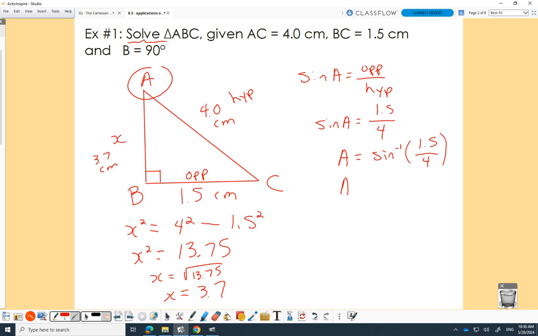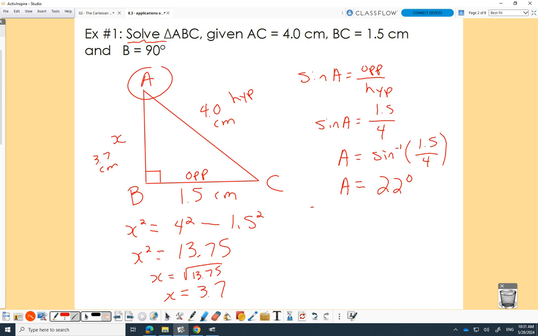So that means you hit second function sine. You've got to hit the shift key on your calculator. Can you do it? Go shift sine, and then in the brackets 1.5 over 4. Who's got it? Let's see if we agree. He says 22 degrees. Anybody else? 22 degrees? Yeah.